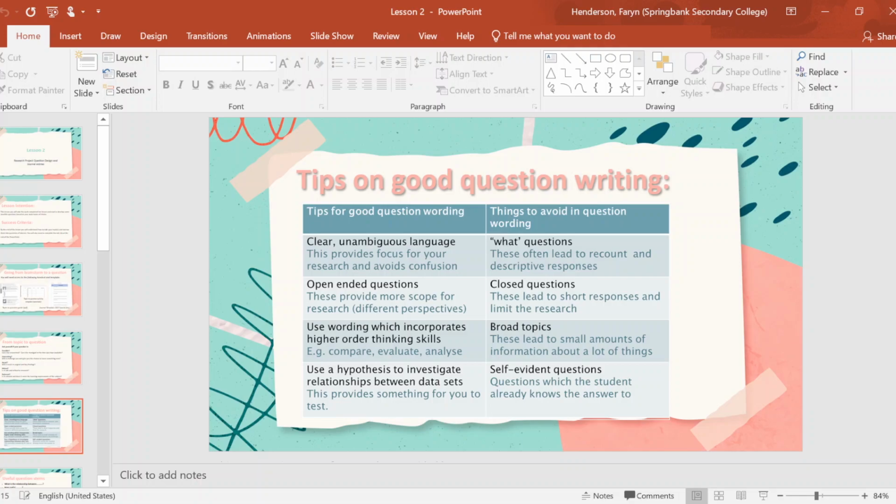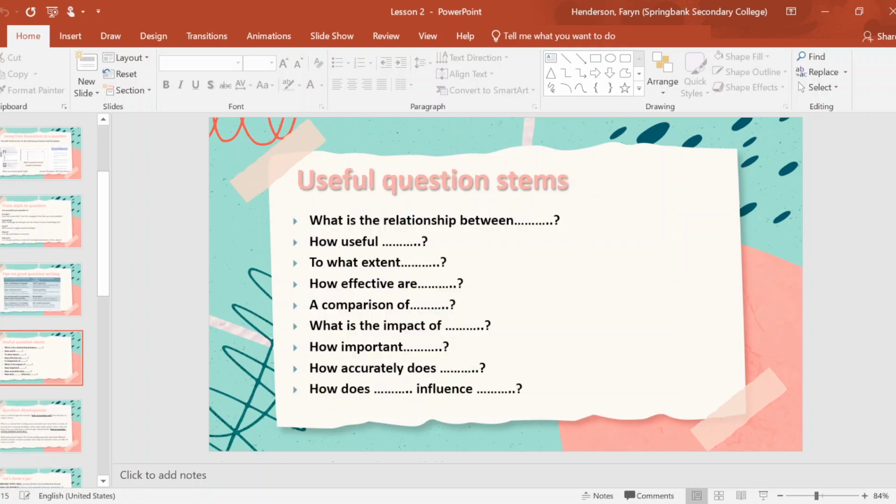We do want to incorporate higher order thinking, and generally speaking, if you have a hypothesis or something to investigate, it does make it a lot easier. I'll give you some examples and some stems in the next couple of slides. So, the useful question stems. This is a really good one. I found this to be the most useful slide that the SACE board ever produced for writing research projects, but also going into Year 12, because you do a lot of individual research in Year 12 in almost all your topics.